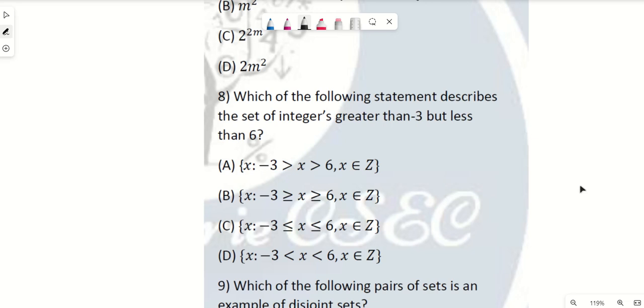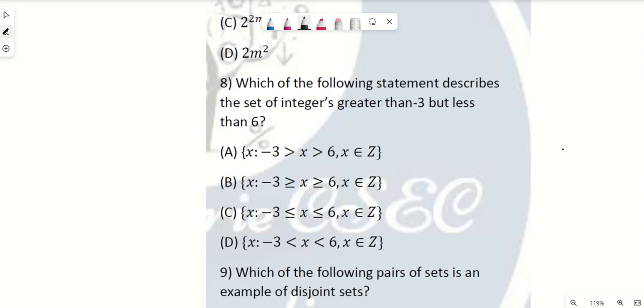Right, so please remember this formula, if anything. Which of the following statements describes a set of integers greater than -3 but less than 6? So they want a range. First off, if you see anything looking like this, remember, these signs always go in that direction, right? So anything with the opposite direction, such as A and B, is wrong. Please note that. So it's either C or D.